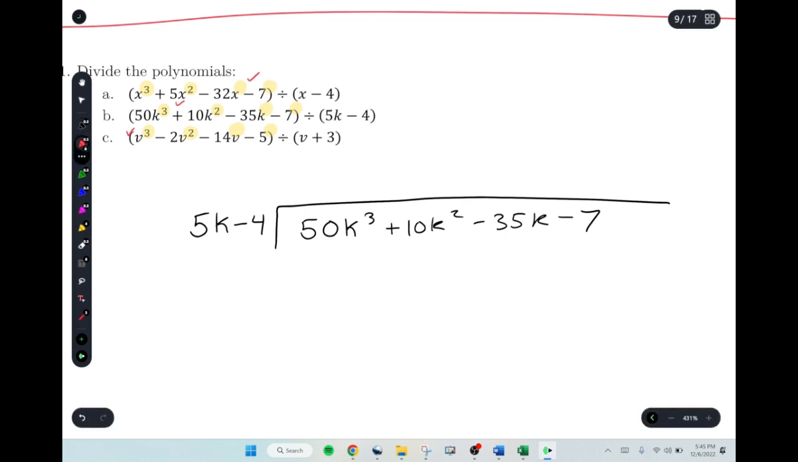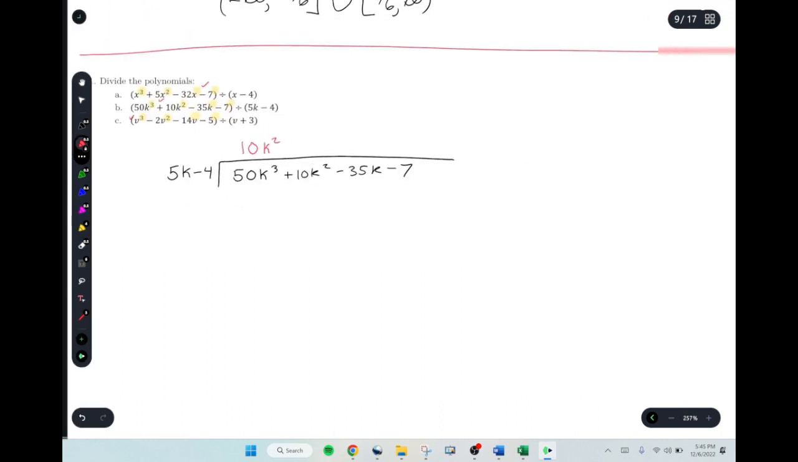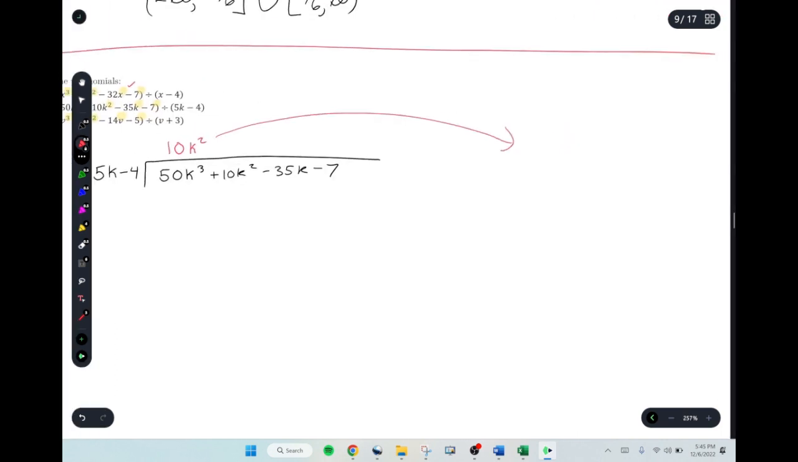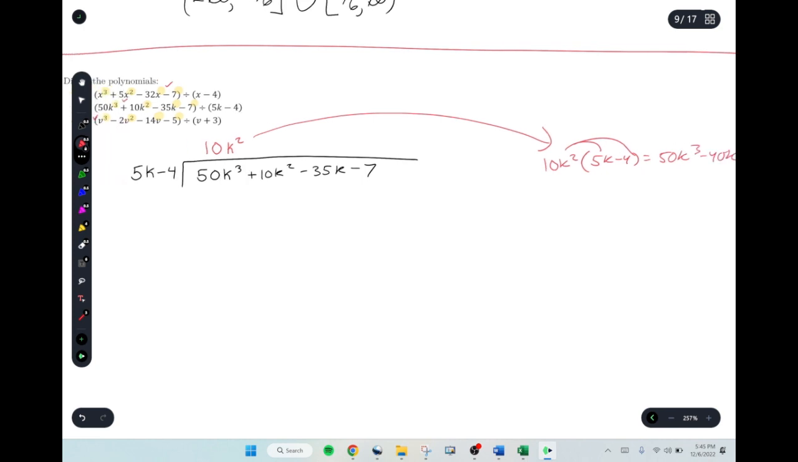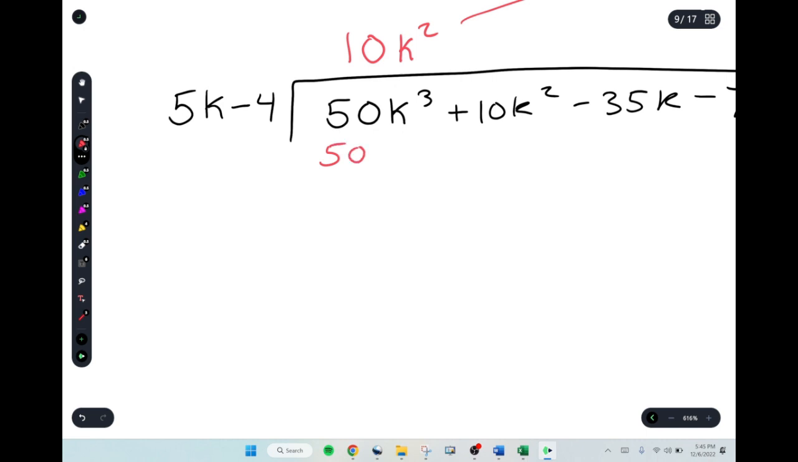All right, so can 5 go into 50? Yes. Now 10k squared. I basically do this every time, you don't have to: 10k squared, big old parentheses, 5k minus 4, distribute, equals 50k cubed minus 40k squared. Then I hop over here and write 50k cubed minus 40k squared.